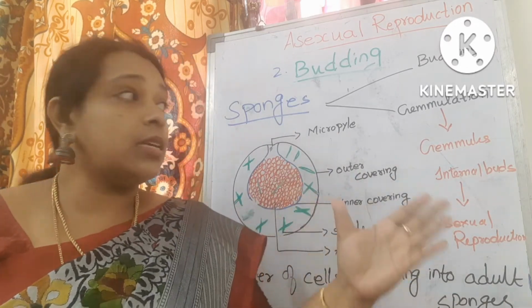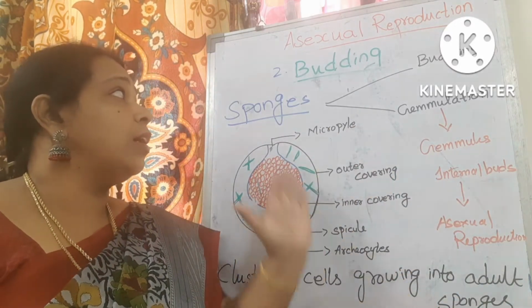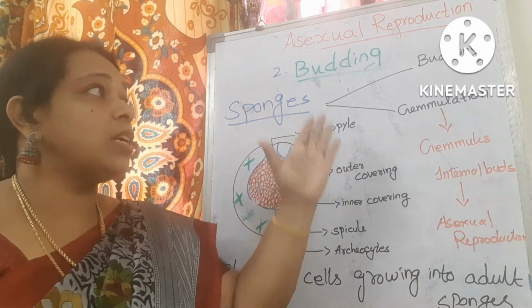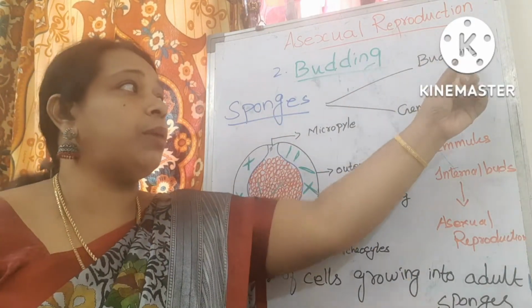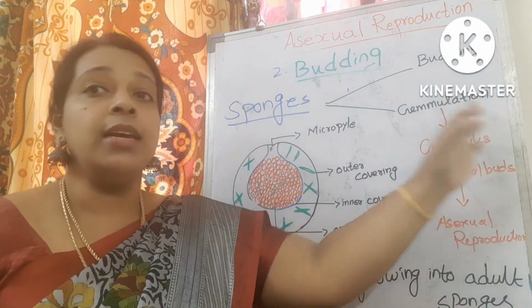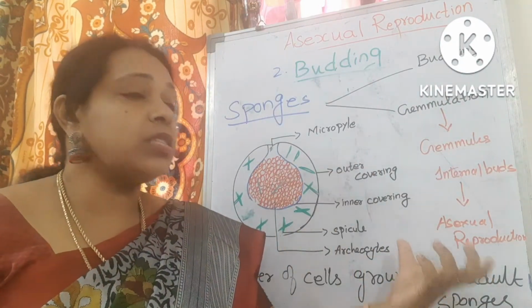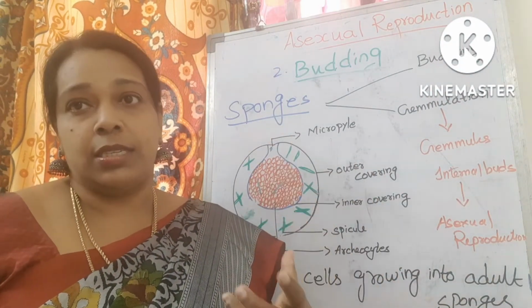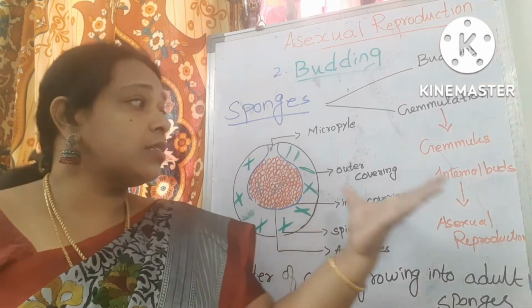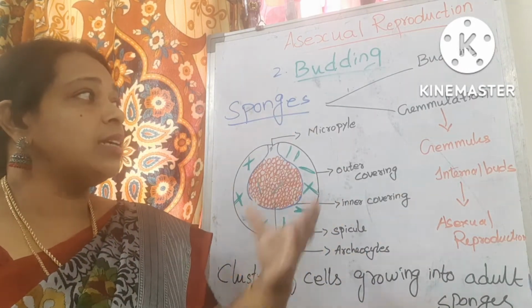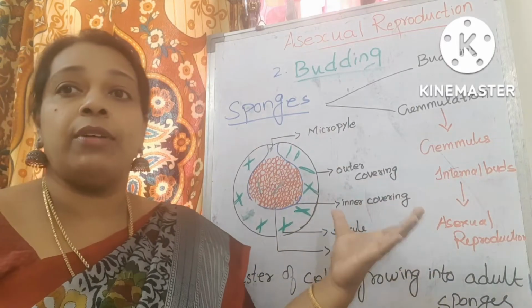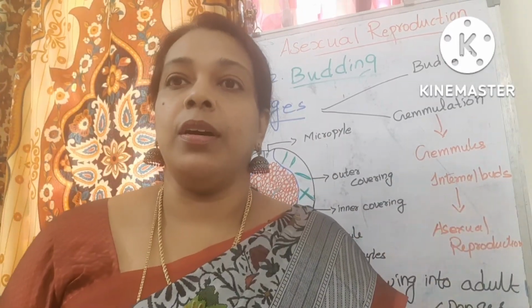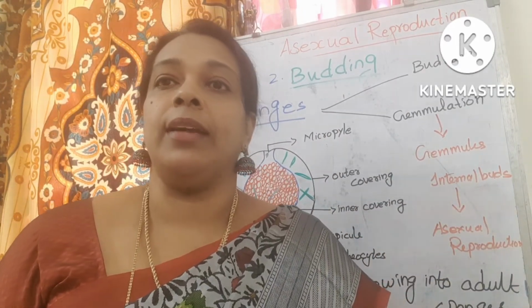Okay, so this is the life cycle of sponges, and these sponges reproduce asexually by budding and also by gemmulation, and gemmules are nothing but internal buds. Okay, this is about the sponges, and with this we have completed the second type of reproduction, that is budding.